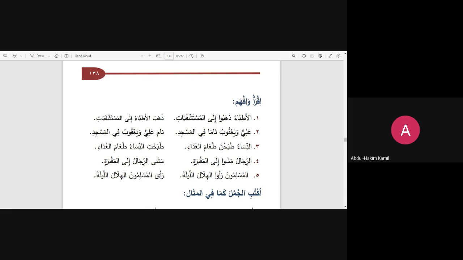الرجال مشوا إلى المقبرة. ما معنى المقبرة? The graveyard. What's the plural? Like masjid. ألهاكم التكاثر حتى زرتم المقابر. Until you visit the graves. Maqabir is the plural for maqbara.